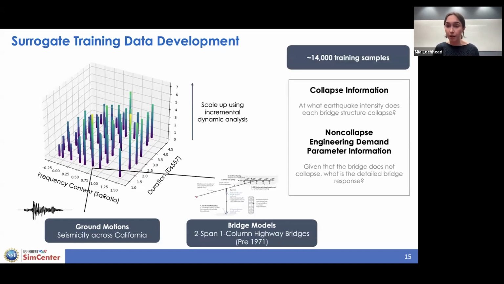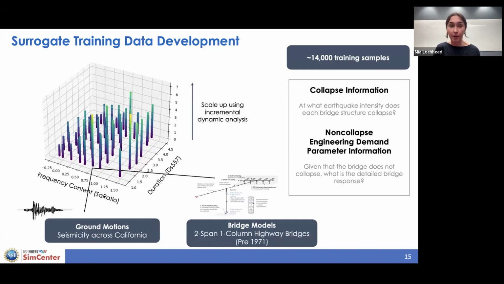And from this process, we've extracted 14,000 training samples where we can extract collapse information. So at what intensity does each bridge structure collapse, as well as non-collapse engineering demand parameter information. So given that the bridge doesn't collapse, what is our detailed structural response?